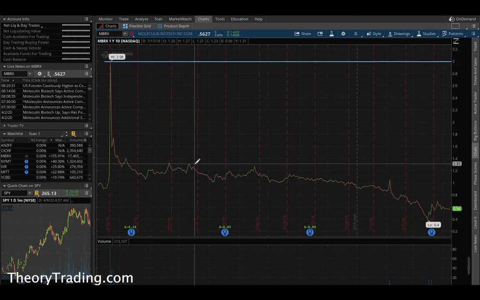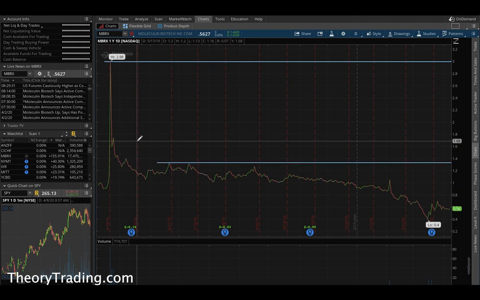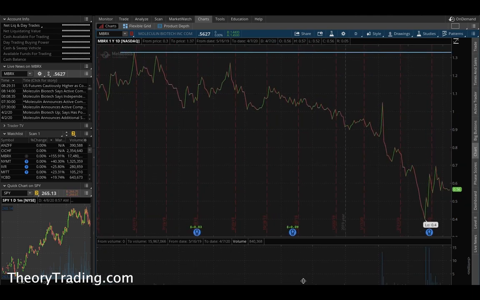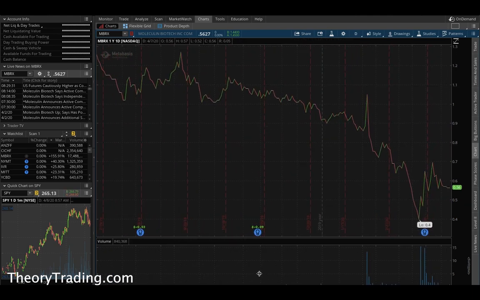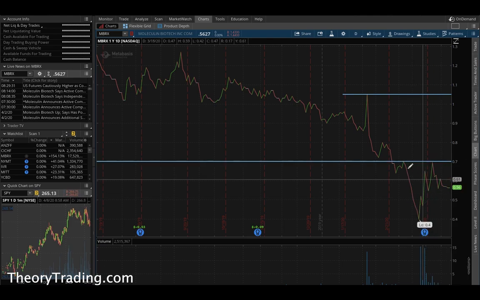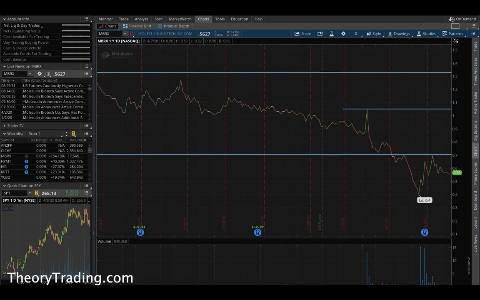Another level I see here, the 134 level, so I'm going to mark this off right over here. Not as significant, but nevertheless still a decent level to look at here, and it looks like there was quite a bit of volume. Okay, so these are the major levels that I see.